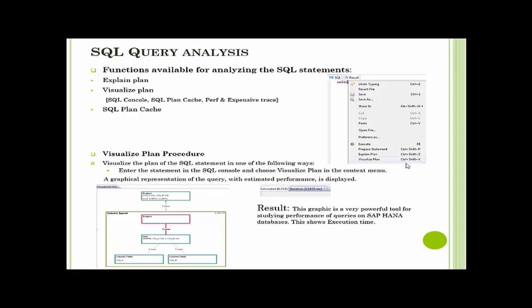Now let's move on to understand more about analyzing SQL queries. The SQL statements that are used with the HANA database can be analyzed for a more detailed analysis. And for this, we have different options like explain plan, visualize plan, and SQL plan cache. Coming to visualize plan, it can be used through the SQL console or SQL plan cache available in the performance tab, and also with the performance and expensive tracing option.